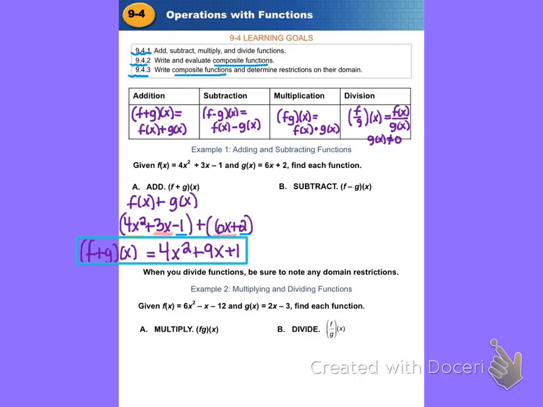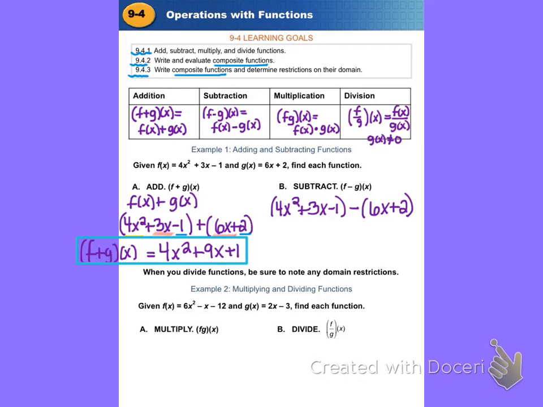Okay, so how about subtracting? If you remember when we subtract, whether it be real numbers, algebraic expressions, or whatever, the order of the things that we're subtracting makes a difference. We can't just switch it around like we can with addition. So in this case, we have to see which one's coming first. It says that we're going to subtract g of x from f of x. So my f of x was 4x squared plus 3x minus 1. And from that, I'm going to subtract g of x, which was 6x plus 2.